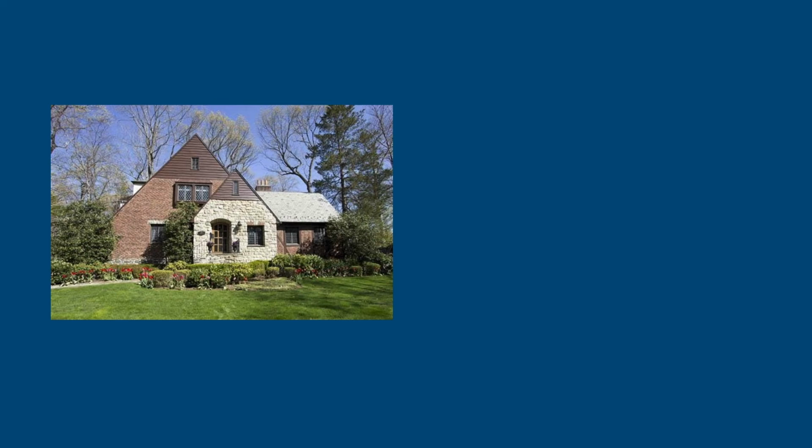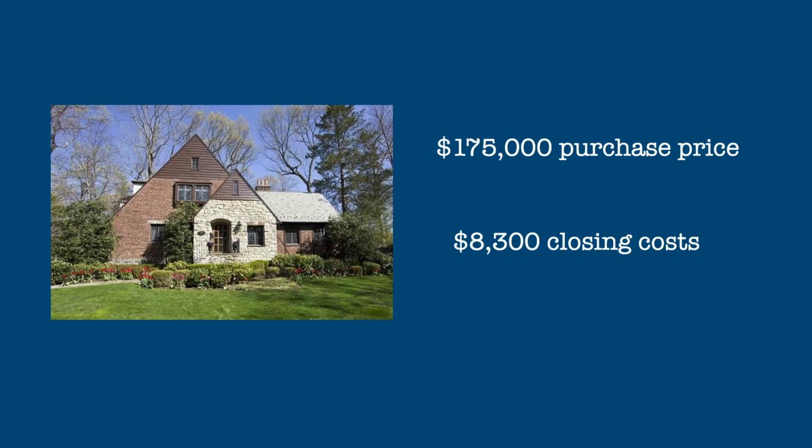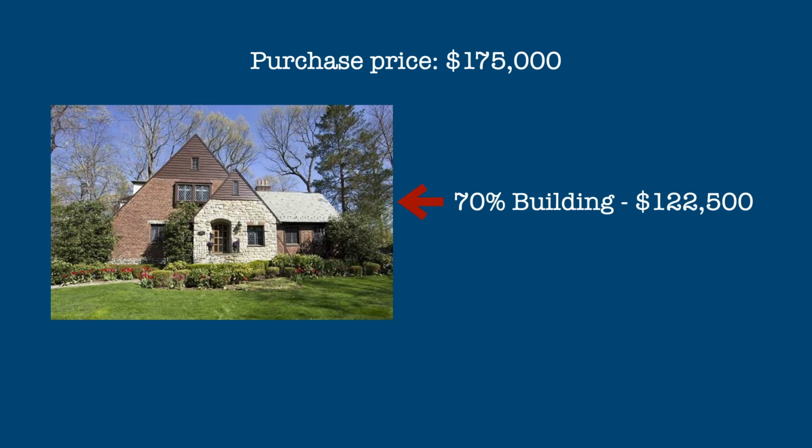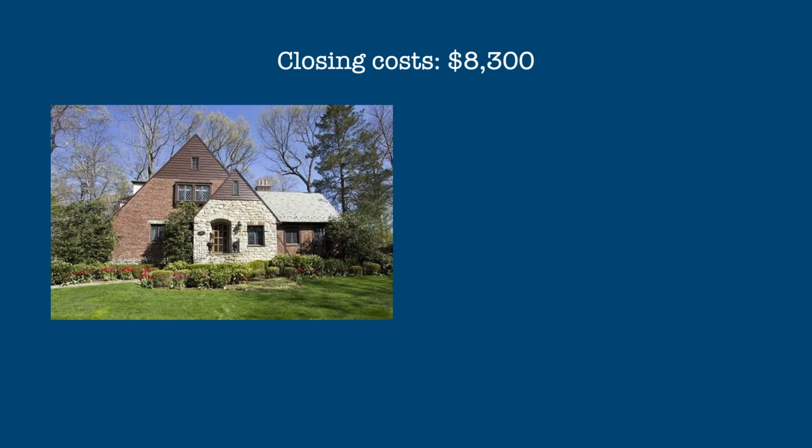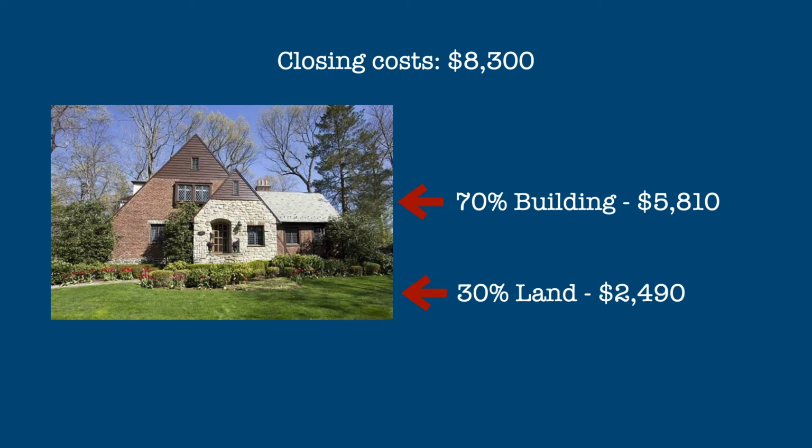Time for an example. You purchase a residential property you intend to rent out. The purchase price of the property, including the land, is $175,000. You pay closing costs of $8,300. By examining county tax records, you find that 30% of the total assessed value of the property is the value of the land. So $52,500 is land value that cannot be depreciated. 30% of the closing costs, or $2,940, must also be assigned to the land.